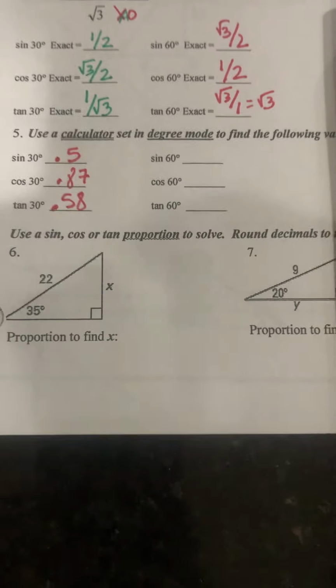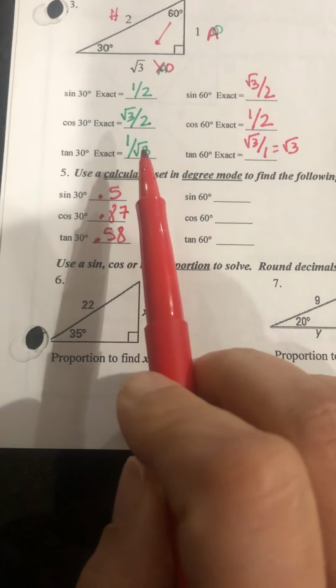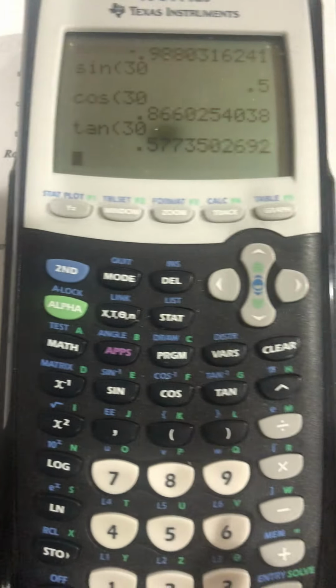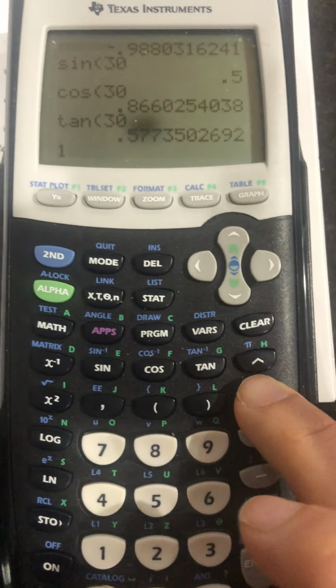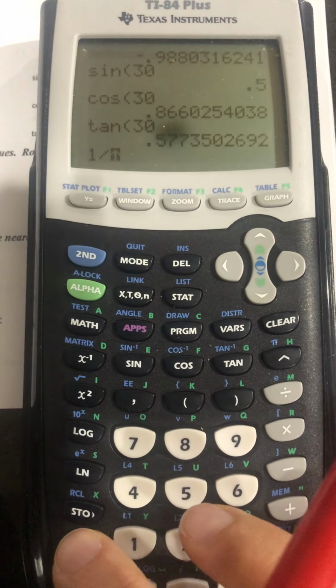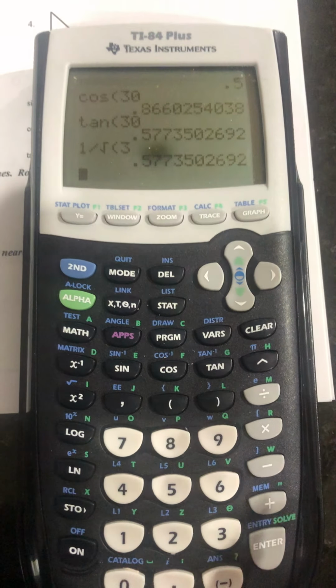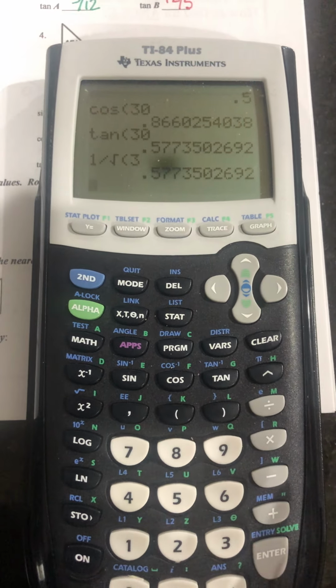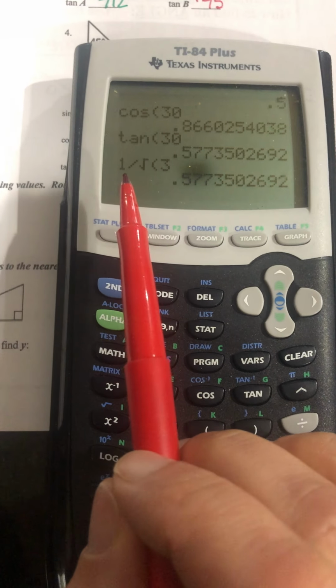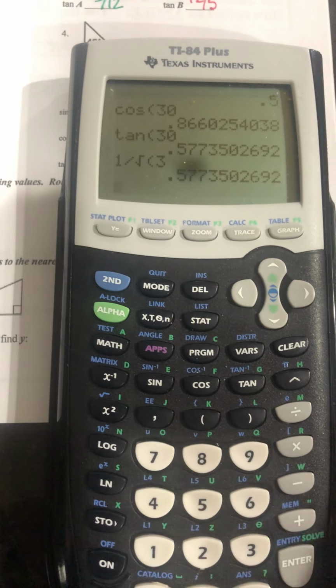Now just to show that that's the same, for example, here I had 1 divided by the square root of 3. If I go 1 divided by the square root of 3, and compare those, you'll see that it's the same. So this is the exact answer, this is the approximate answer.